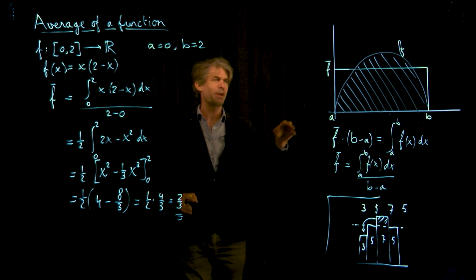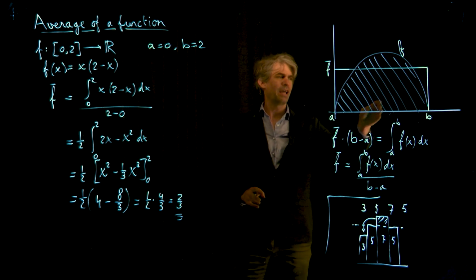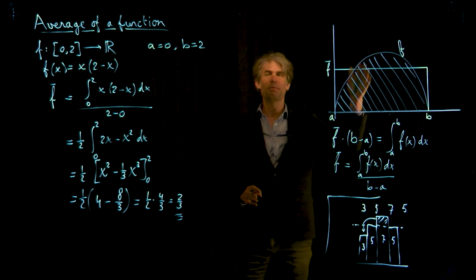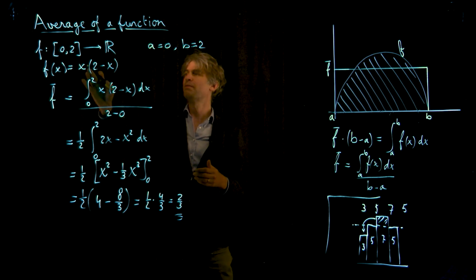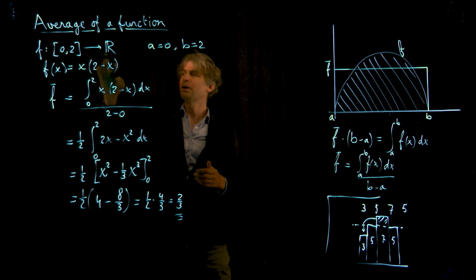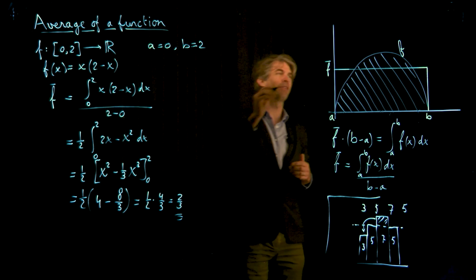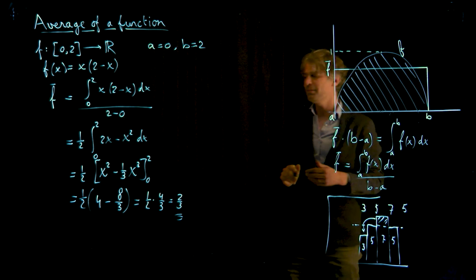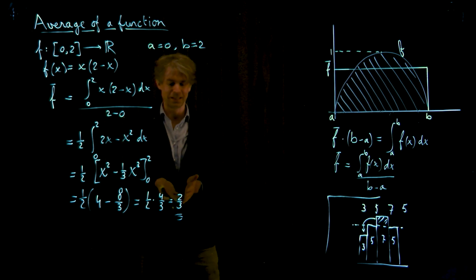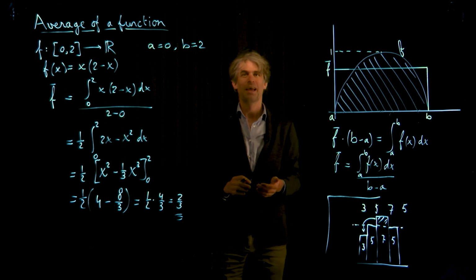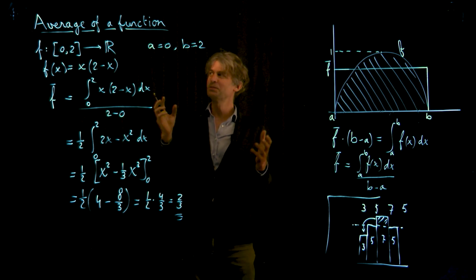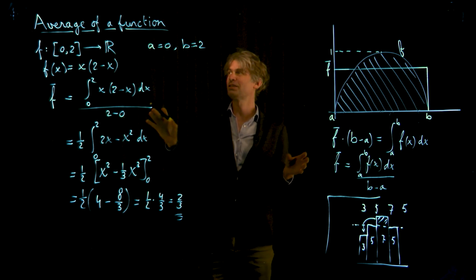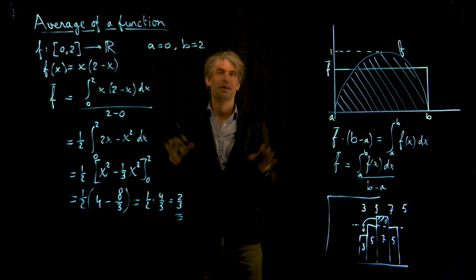Let's see, this parabola should have a maximum in the middle, so for x equals 1. If I plug x equals 1 in here, the height is 1. So this maximum here is 1. So I'm not unhappy with this average of 2/3. I hope you're not unhappy either, and that you picked up how to compute averages of functions on an interval with this video.